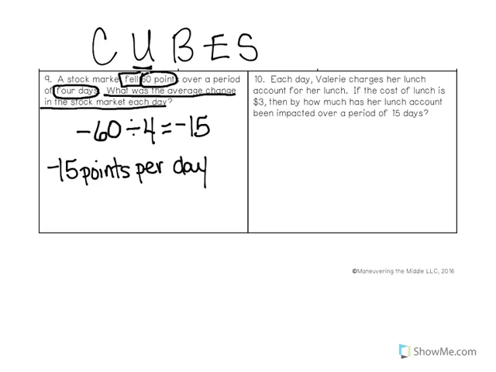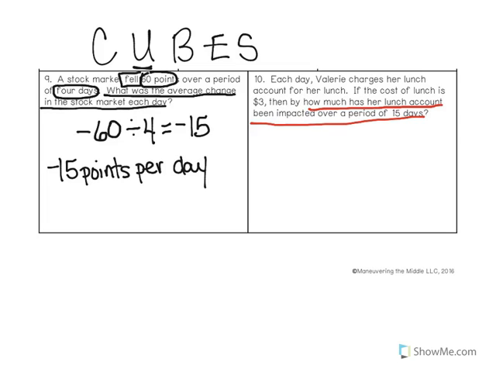Question number 10 says, each day Valerie charges her lunch account for her lunch. If the cost of lunch is $3, then by how much has her lunch account been impacted over the period of 15 days? Okay, so let's think about this. If we're going to start with the U, we underline how much has her lunch account been impacted over the period of 15 days. So that's our question. How much has her lunch been charged over a period of 15 days?